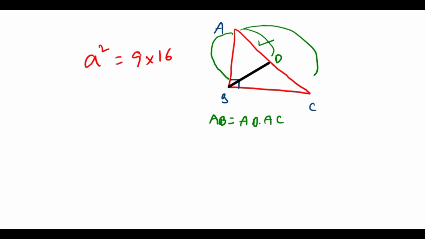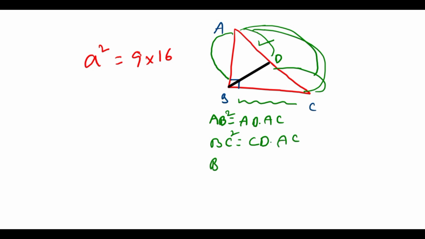Next, BC square equals CD into AC, because BC is the common side of triangle ABC and triangle BDC. But they may ask about BD. For example, from the figure, what is BD square? BD is the common side of the two triangles, this side of one triangle and this side of the other. So BD square is AD into DC. Same logic I followed here.